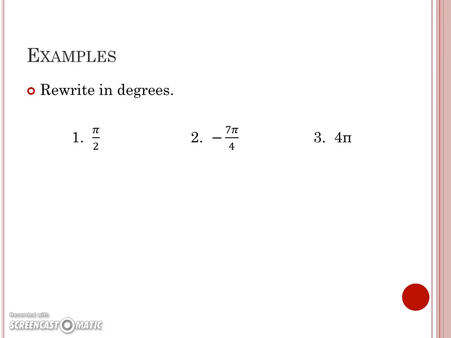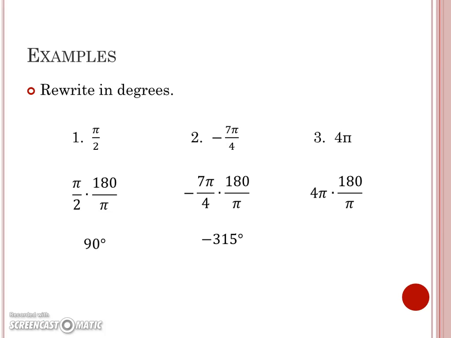To go the other direction, to rewrite in degrees, pi over 2 times 180 over pi. The pi's cancel. 180 over 2 is 90 degrees. Negative 7 pi over 4 times 180 over pi. The pi's cancel. We multiply and we get negative 315 degrees. Last one, 4 pi times 180 over pi. The pi's cancel. 4 times 180 is 720 degrees.